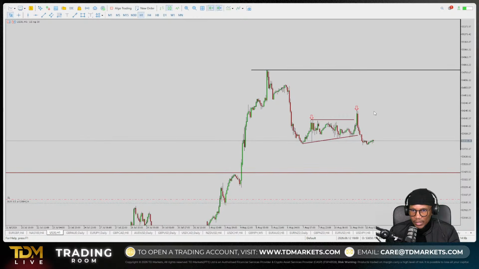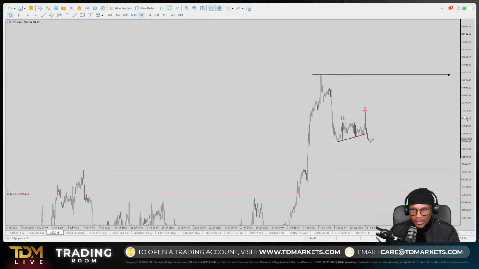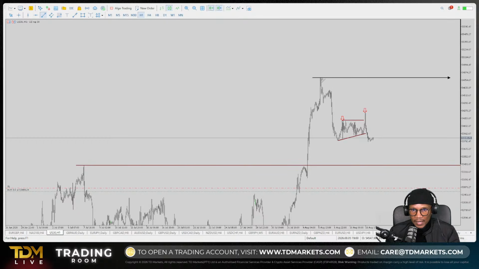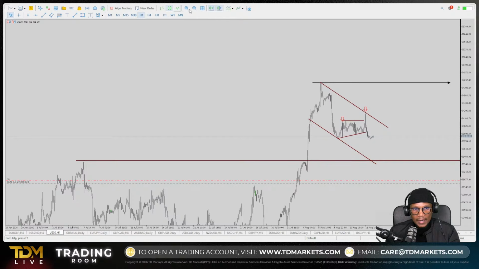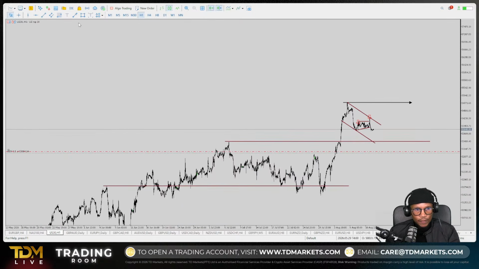So what does this then give us? It gives us this possibility. It gives us this channel, which means now entries are going to be much simpler to identify. So the swing you are looking for is this one. Remember, the swing you want to get is this one. There could be short-term sells, but this is the swing you would not want to miss.